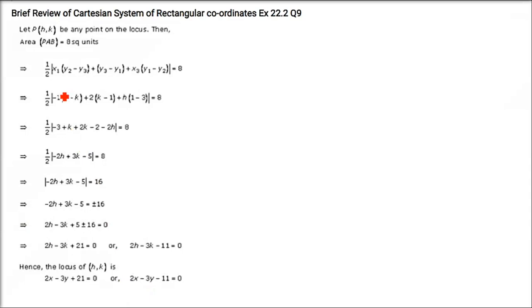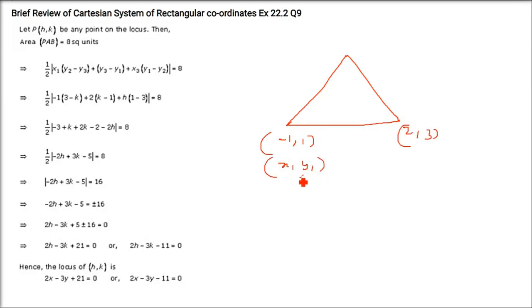If A is (-1, 1) and B is (2, 3), these are two fixed points. Find the locus of a point P such that the area of triangle PAB equals 8 square units. We have just done a question like this with the area as 9 units. So same question we are doing. Two vertices are (-1, 1) and (2, 3), so you can take (x1, y1), (x2, y2). Then you have the third point (h, k), which is (x3, y3).